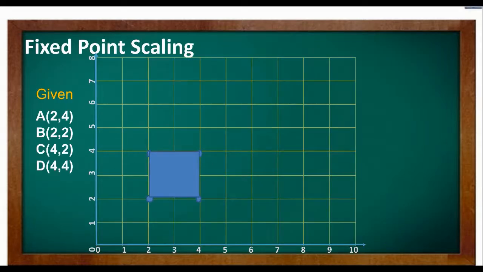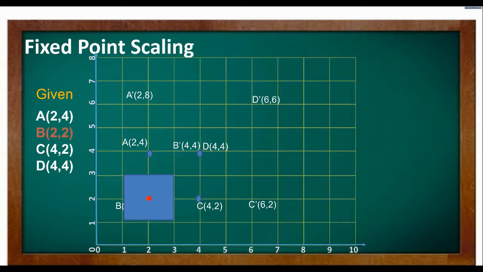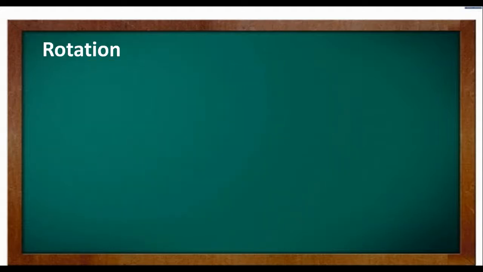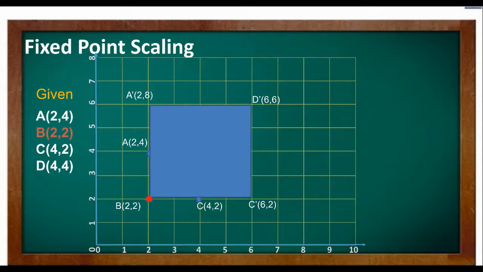Let us see how it is working. This is our example. We have A of 2 comma 4, B of 2 comma 2, C of 4 comma 2, D of 4 comma 4. Let us assume the point B is going to be fixed. This is your fixed point. It is not going to change. So when we want to apply scaling, first we just move the object to the origin. We apply scaling and we translate it to the original point. So see here, the point B is not changed. It is fixed. So this we call it as fixed point scaling.